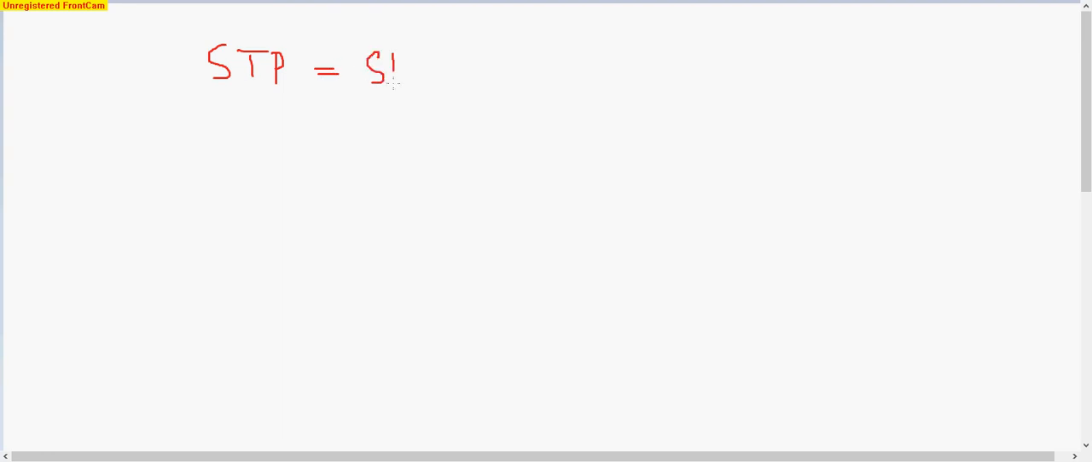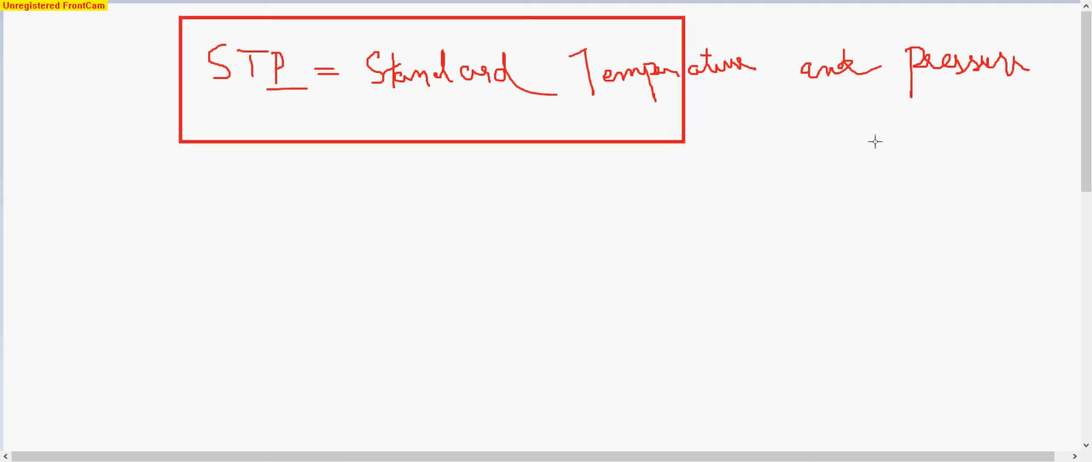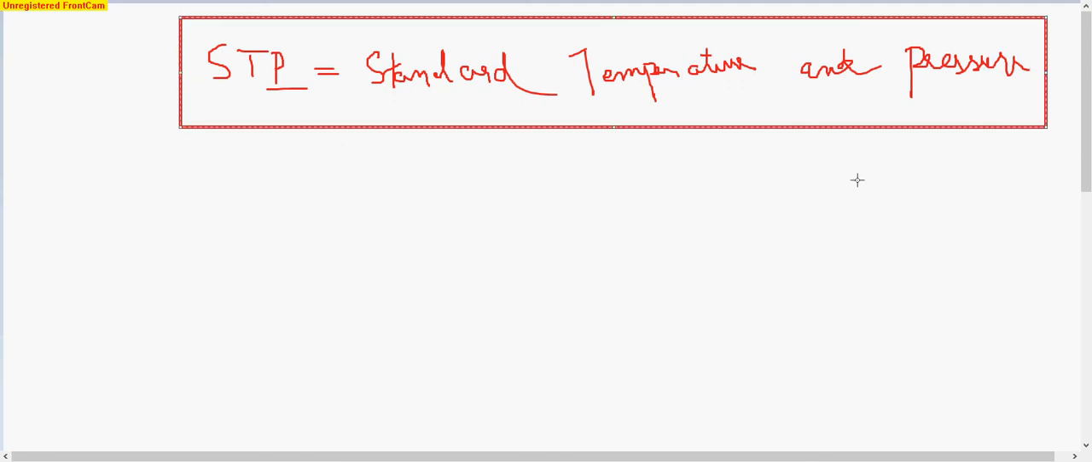STP is standard temperature, and P is pressure always. My handwriting is so bad. Please do forgive me. Standard temperature and pressure. That is what we're going to learn right now.